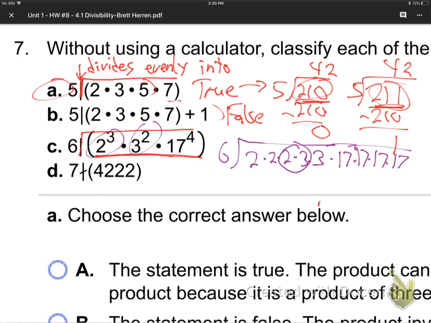Anyway, that's my 6, right? So yeah, it goes in. Now, if I added 1, it would be no, remainder 1. Are you tracking with me? So if you have a bunch of numbers multiplied, nothing added, and in that combination you can make the number you're trying to go into, then it goes in. Is that good? It divides evenly into it.